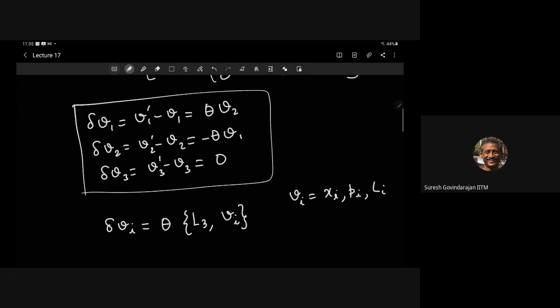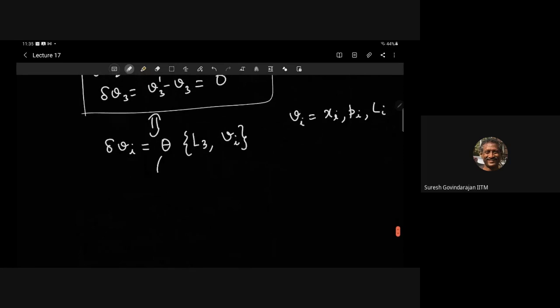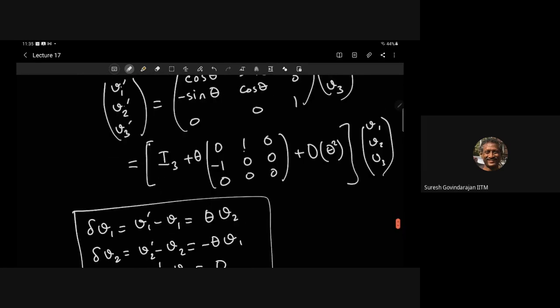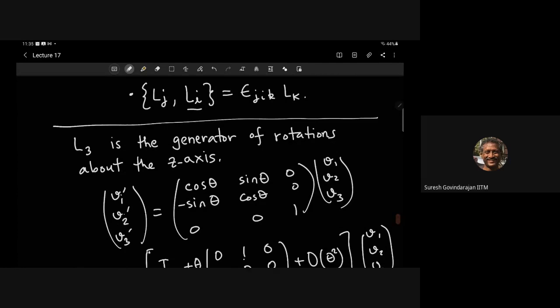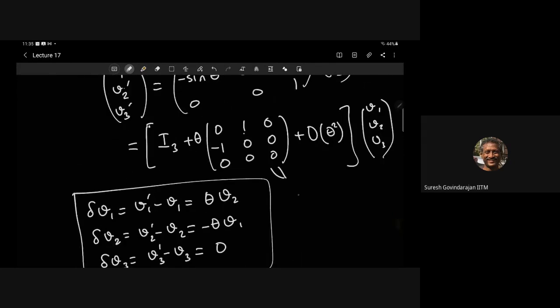If you look carefully, this is what is happening. You can see that we dropped the order theta squared term. Theta is a small parameter, like an epsilon. So when we say L3 is the generator of rotations about the z-axis, what does that mean? It just means this. Infinitesimal rotations are generated by this thing, and then there is this whole exponentiation which we can do from group theory, which gives the finite case. This is equal to e to the power theta of that same 3 by 3 matrix. You can check that as an exercise.